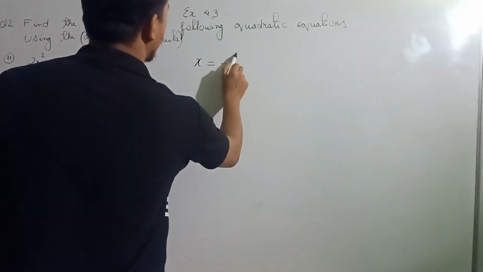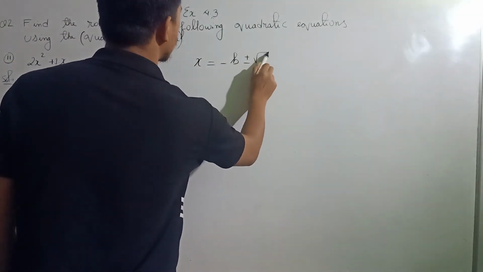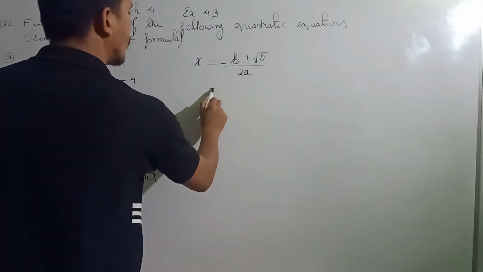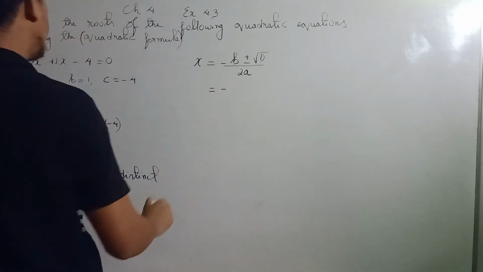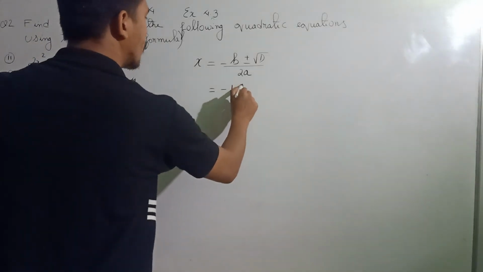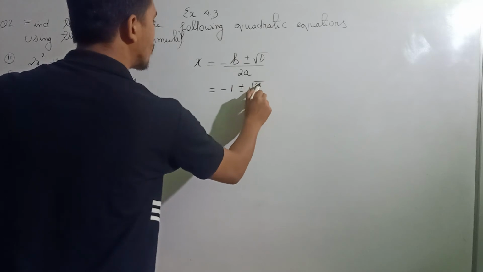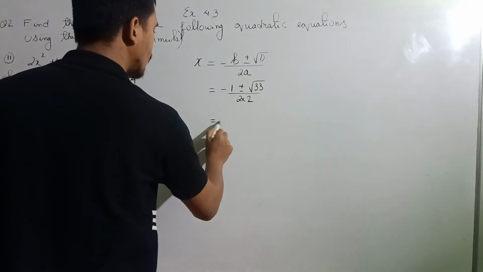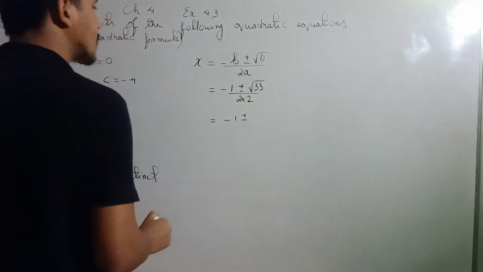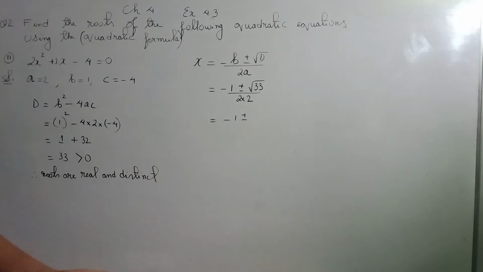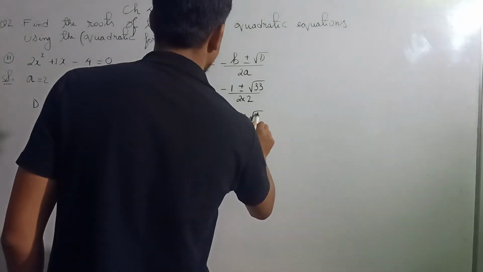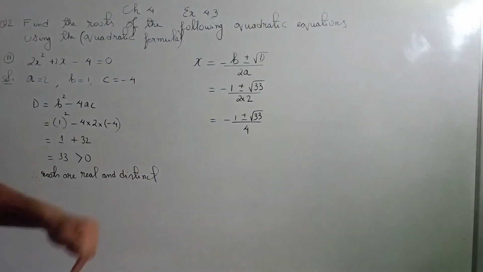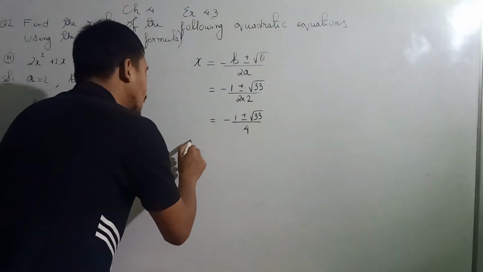x is equal to minus b plus minus square root of d upon twice of a. From the formula, b is 1, so minus 1 plus minus square root of 33 upon 2 into a, and a is 2. Square root of 33 is an irrational number, so we are going to leave it as it is, upon 2 times 2, which is 4. So let me separate out the terms.